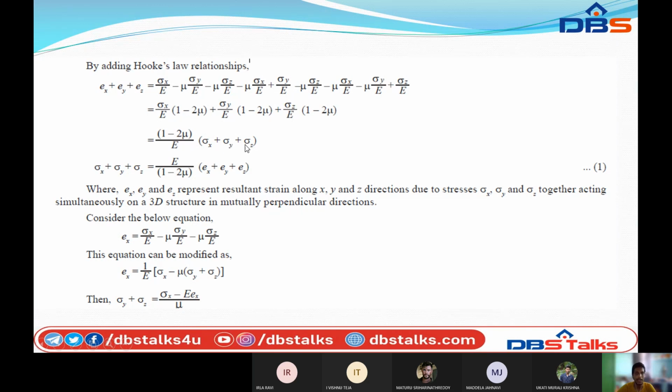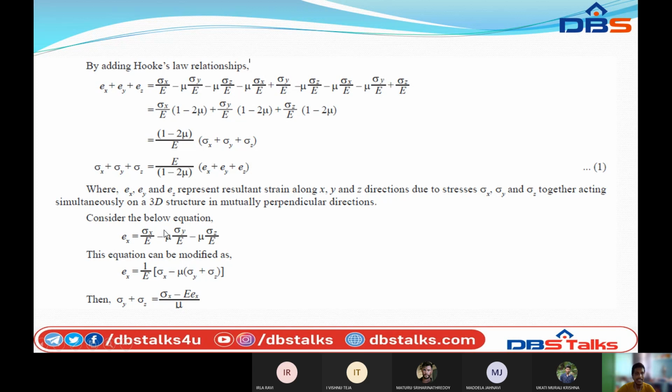Taking sigma x plus sigma y plus sigma z to the left side, this is written in reverse direction: E by 1 minus 2 mu times Ex plus Ey plus Ez, where Ex, Ey, Ez are the resultant strains along the x, y, z directions. Call this equation 1.